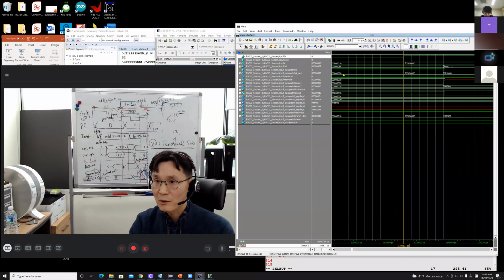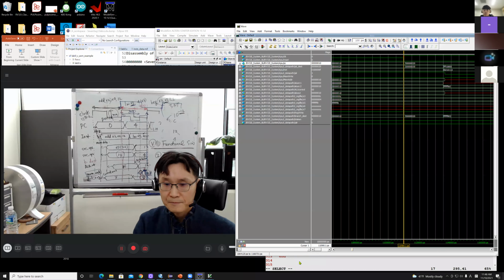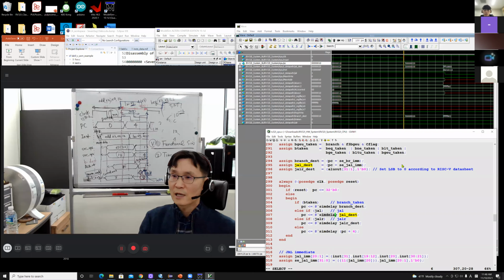So at the rising edge, you are updating the jump destination, 20, to the PC. Look at this, PC, the program counter, got changed to that JAL destination at the rising edge. A little bit of delay because we specified the delay. The program counter will be updated after a little bit of delay. That is how you run the simulation.